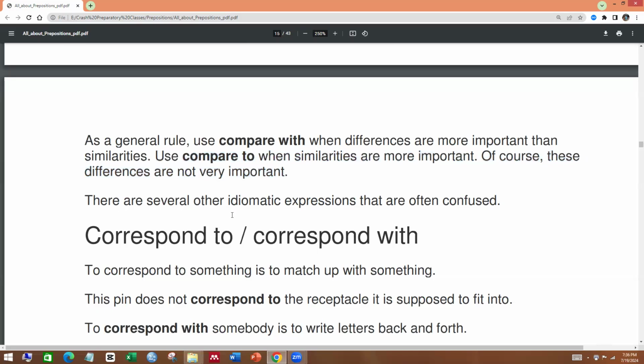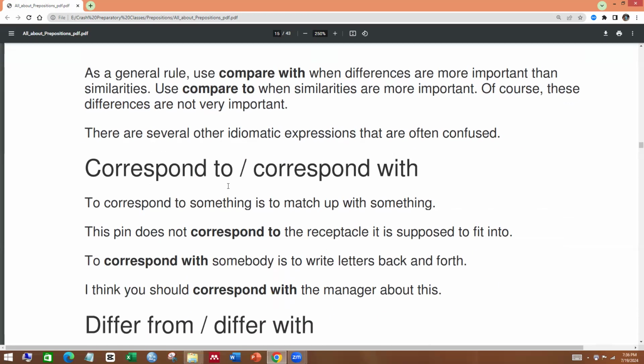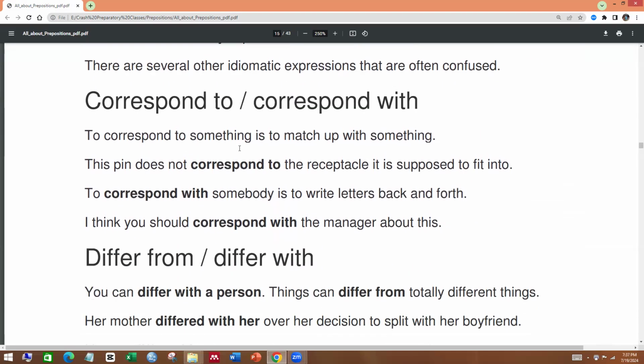Okay. There are several other idiomatic expressions that are often confused. Correspond to and correspond with. To correspond to something is to match up with something. This pen does not correspond to the receptacle it is supposed to fit in. To correspond with somebody is to write letters back and forth.